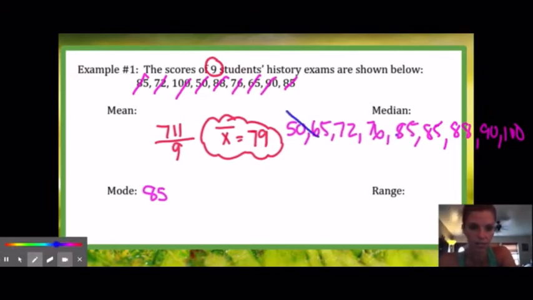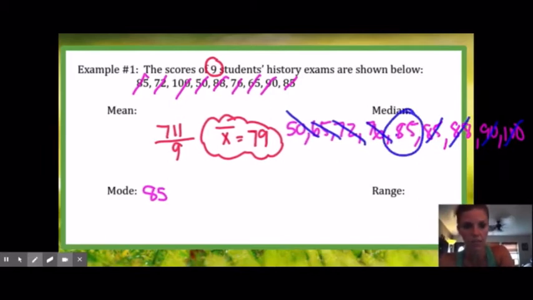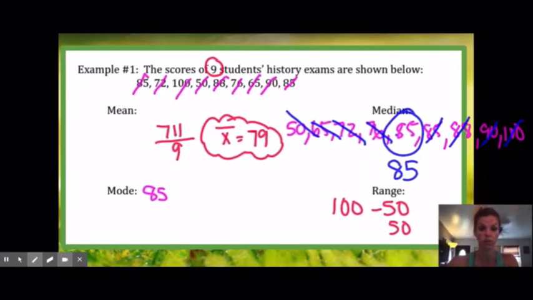So again, we'll cross off. It's an odd number, so I should get 1 middle number. When I cross off, I got 4 on both sides. The median in this case is 85 as well. The range, you just take your highest number, which is 100, minus your smallest number, which was 50. So the range of grades was 50 points. There's a 50-point difference between the highest and lowest. That's it. That's how you find them all.